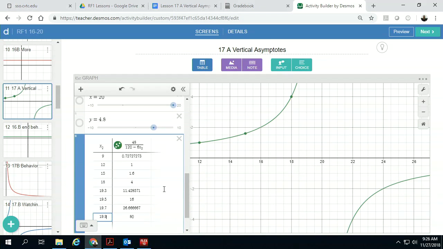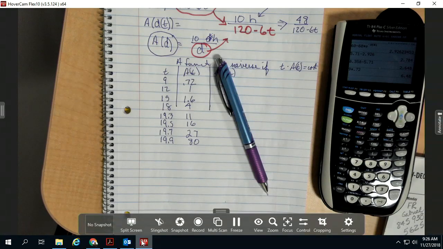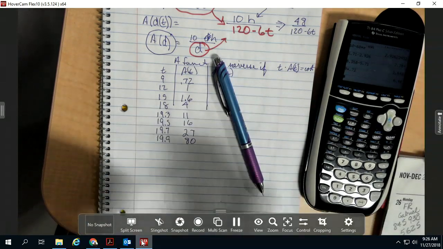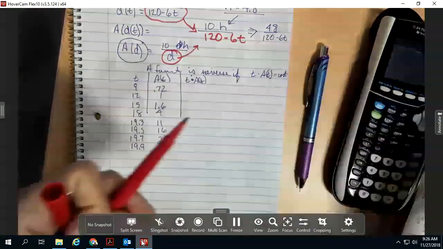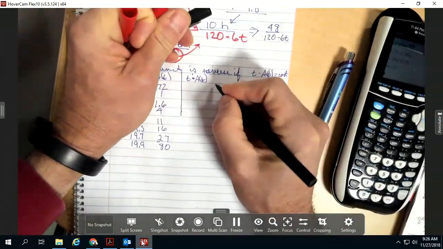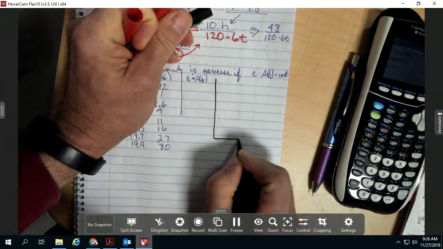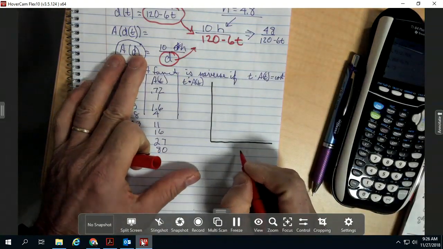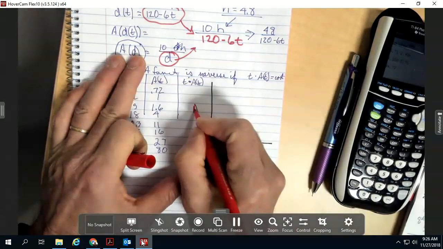Right? So as we get closer and closer to 20, we see that we have an asymptote. Let's sketch the graph here. And I want to confine my graph to the first quadrant. So this is our t. This is A of t.